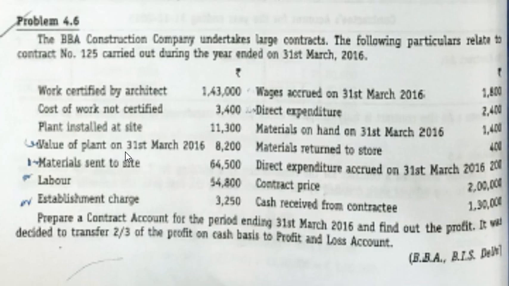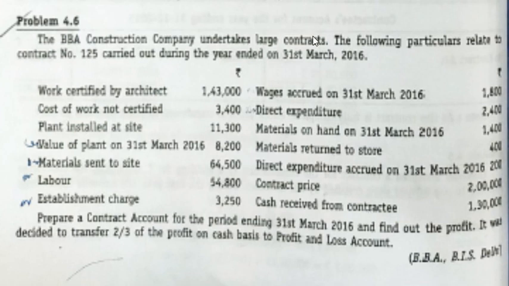So the debit items are plant installed at site, then materials sent to site. Labor, establishment charges, wages accrued, and direct expenditure will also be in your debit column. Materials on hand on 31st will be on your credit side because it is a closing balance. Material returned to stores from site is going out, so it will be on your credit side. Direct expenditure accrued will be on your debit side. Contract price is on your credit. Cash received from the contractee will be shown in the contractee's account.